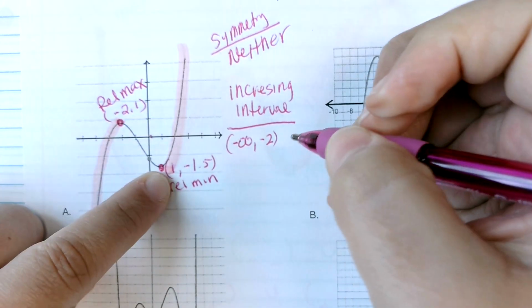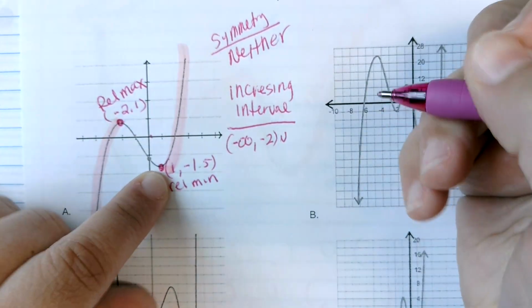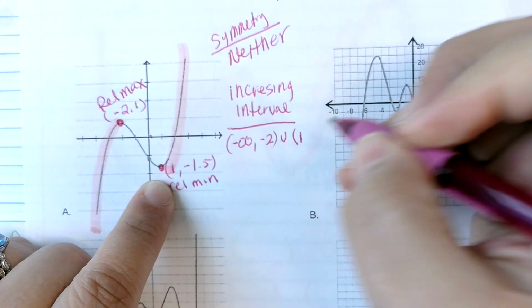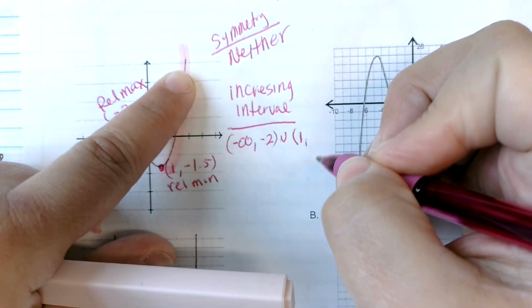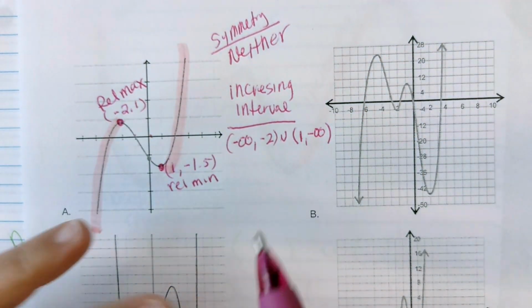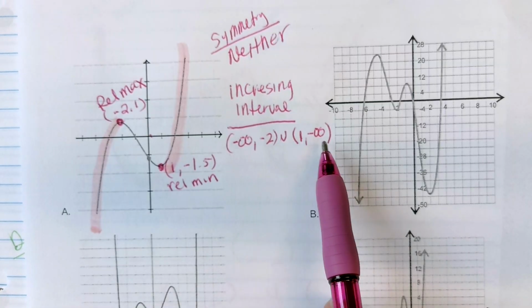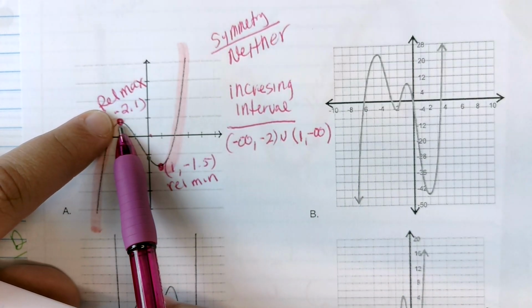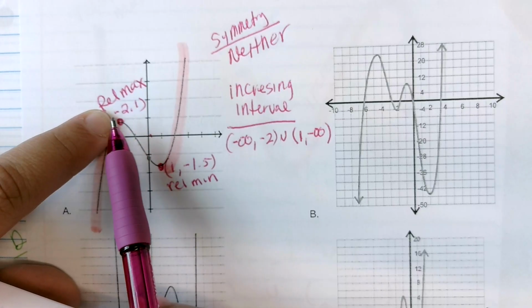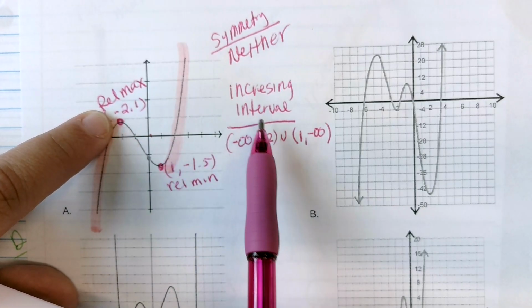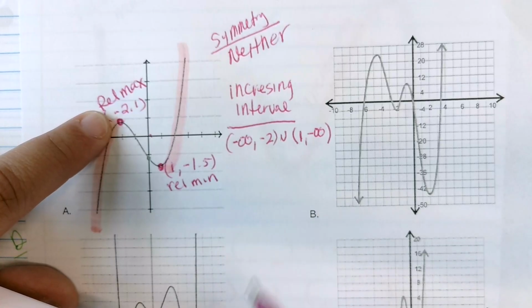And then there's another interval, so I need a U for union. And we start again at this turn at 1, and then we go on to the graph forever, so infinity. Notice that I used parentheses for all of them. You use parentheses because this point is not increasing and it's not decreasing. It is an extrema, so we need to not include it in our interval.